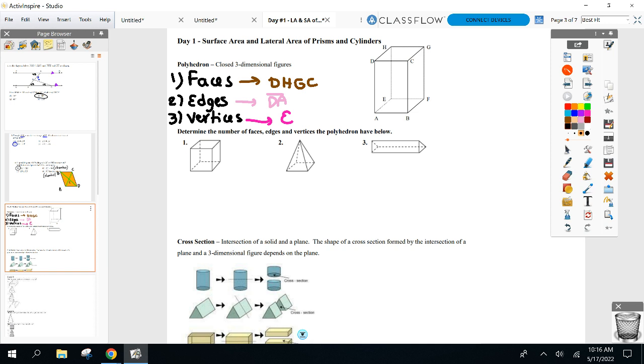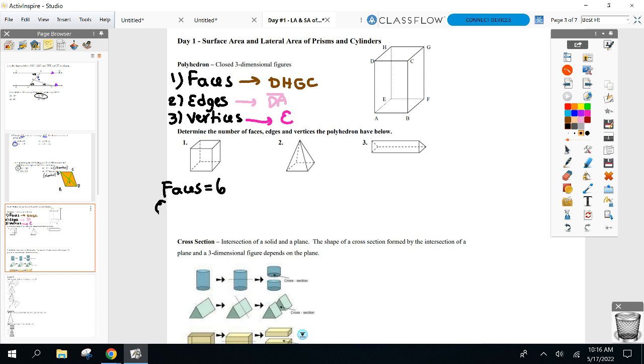All right, real quickly. Can you tell me the number of faces, edges, and vertices? All right, let's go to the first polyhedron. Looks like a cube. How many faces does this bad boy have on it? Faces. It's got a front and a back, a top and a bottom, and a right and a left-hand side. So we have 6 faces here.